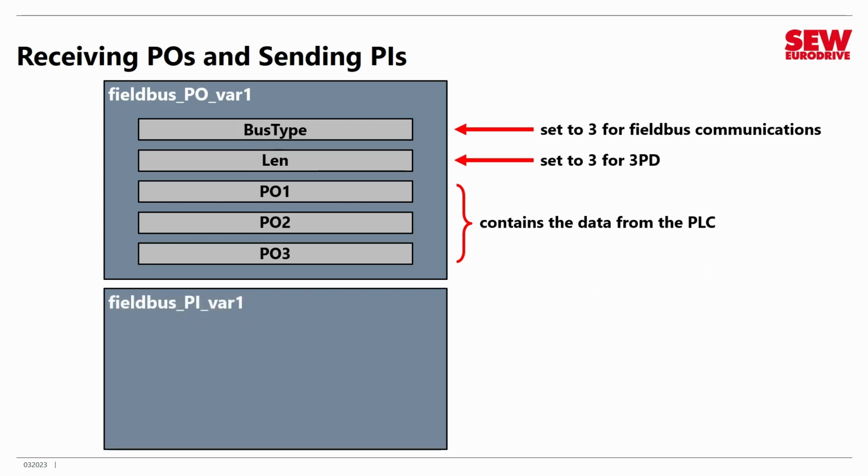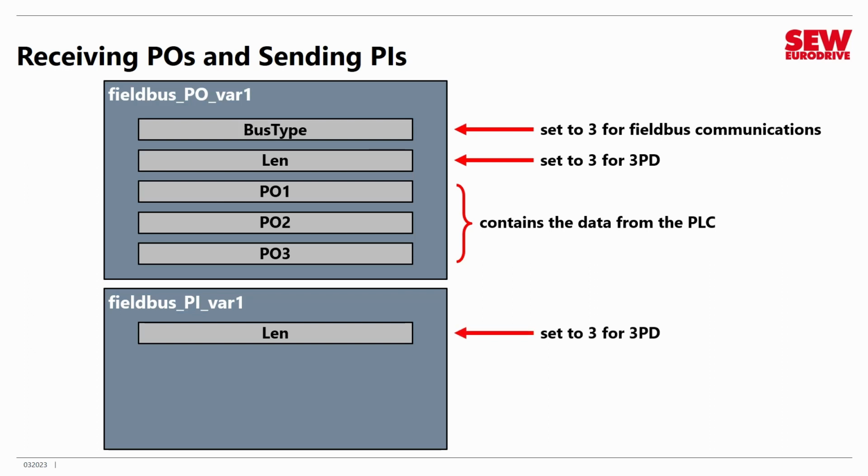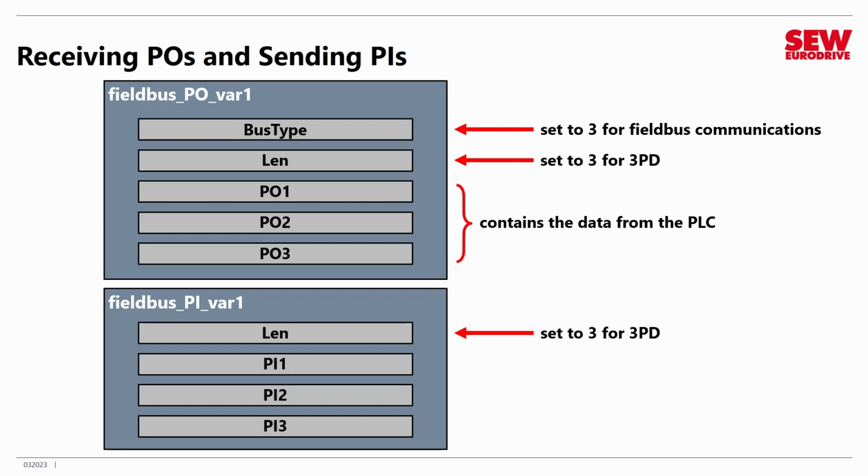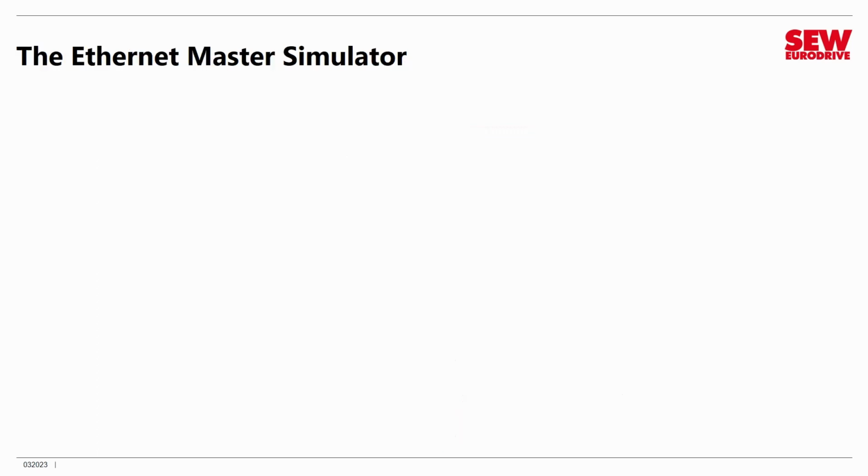The second type is used to create a record variable, which I've called here Fieldbus PI var1, and this is used for sending PIs. Again, you have to specify the length. You set this to 3 for 3PD, and then it contains the 3 PIs. So what you do is you just put the information that you want to send back to the PLC in there, call the function, and they'll go zinging over the Fieldbus back to the PLC. Really, really simple.